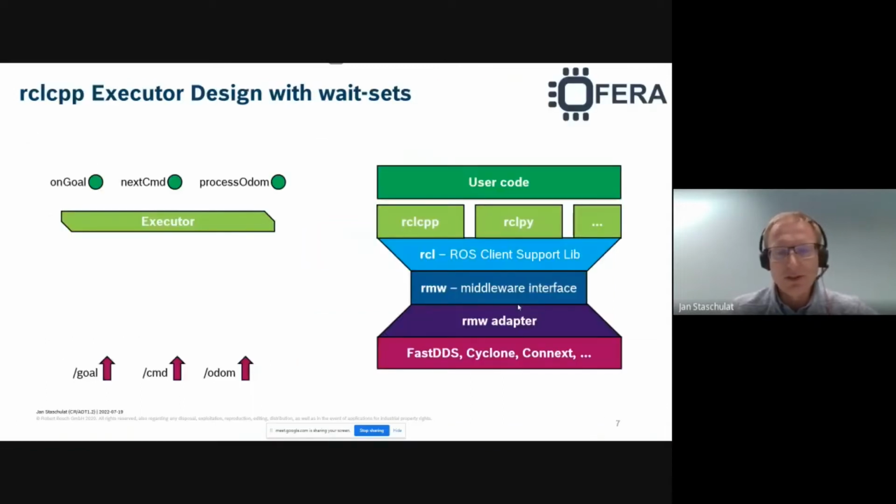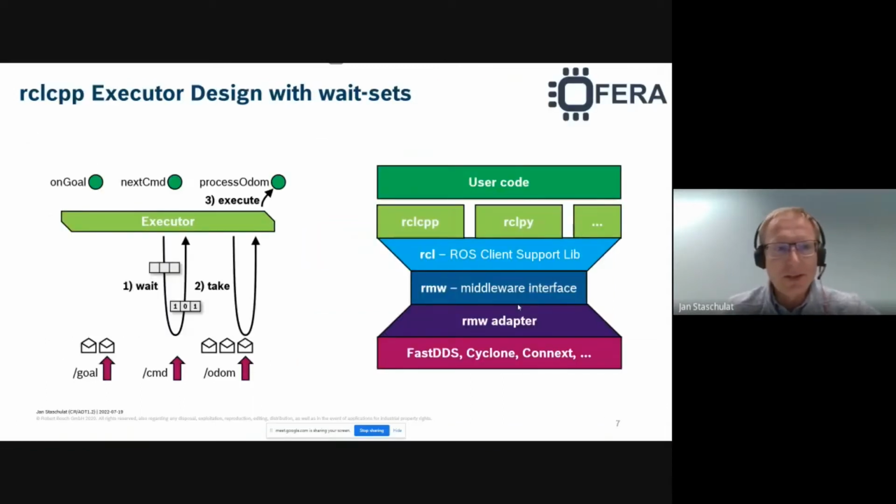And just to give a short recap of the executor design in ROS2, it has 2 steps. When there are messages on DDS, first you need to create a wait set to tell the underlying middleware what you are waiting for, and then you get information about which messages are available. Then in the second step, you take that particular data, and you can call the corresponding callback for that data.